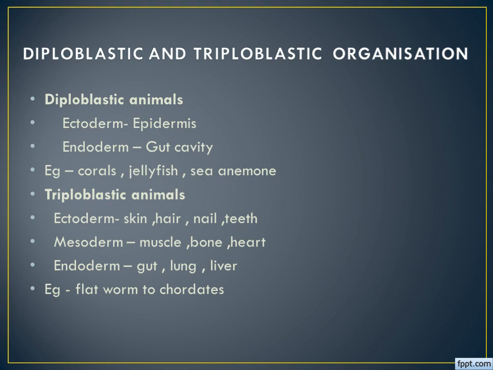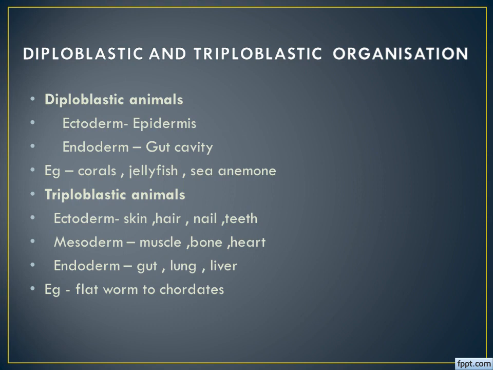In these animals, from the ectoderm, the epidermal layer, that is the outer covering, either skin or the outer covering of the internal organs, will be formed. Then the endoderm layer is going to become the gut cavity, digestive tract, gastrointestinal tract. This diploblastic layer is present in animals such as corals, jellyfish, sea anemone. In these animals, the embryo consists of only 2 layers. Hence, they are known as diploblastic animals.